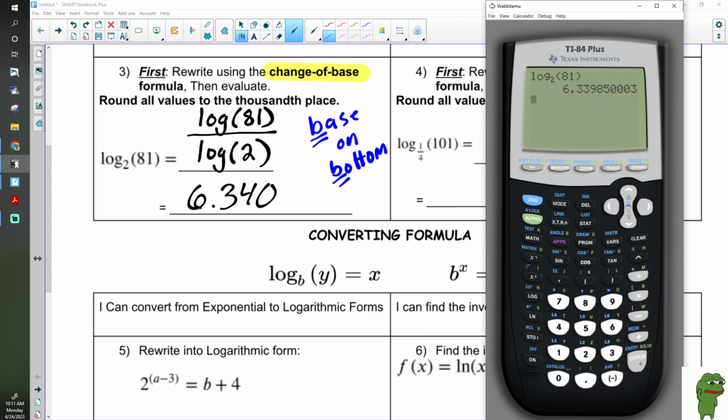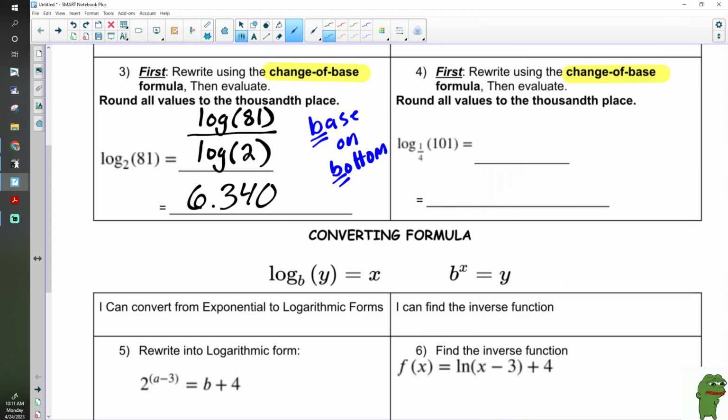Now the reason why I show you both is because in number 4 we have a fraction as a base. And our calculator gets upset when we put a fraction in using that newer method. So when you see a fraction, you kind of have to use the change of base way. So it's good to know both. If you want to just do the change of base, that's fine, but make sure you kind of know both.